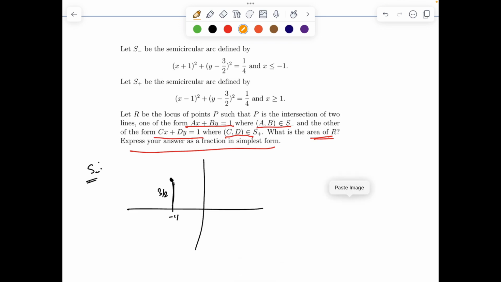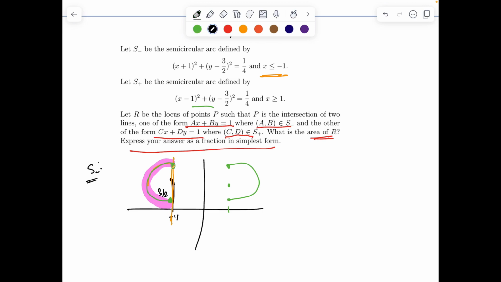So how will this arc look? Clearly this would be the entire circle, but with the constraint x less than or equal to minus 1, we keep only this part of the curve as the arc. Similarly, the second part has its center at (1, 3 by 2) with again radius half, so this curve is exactly its reflection.